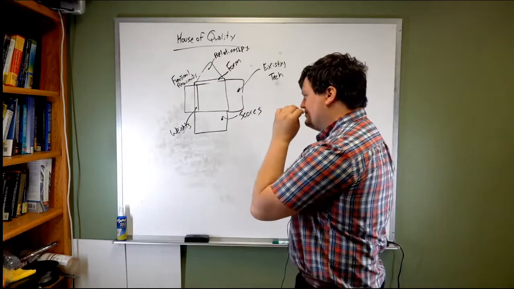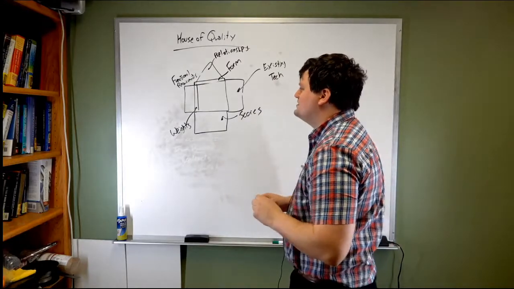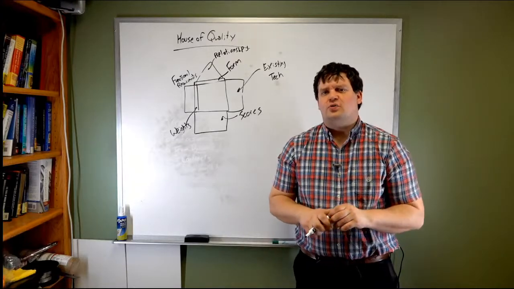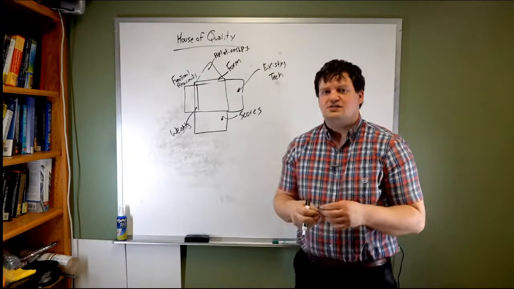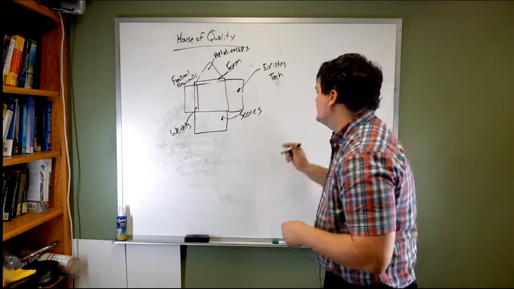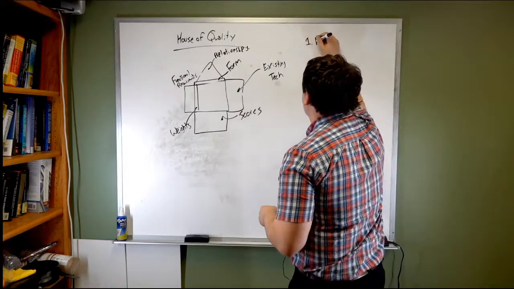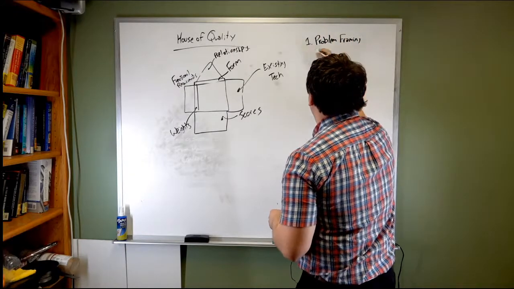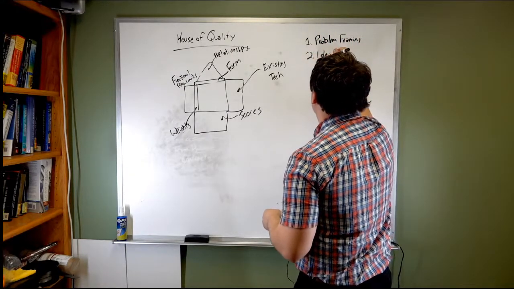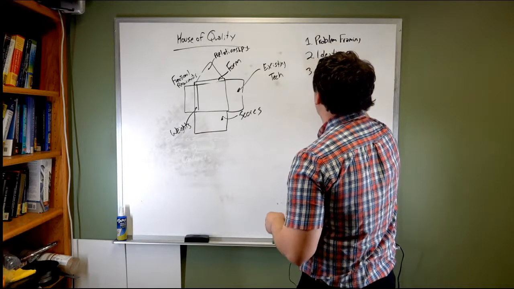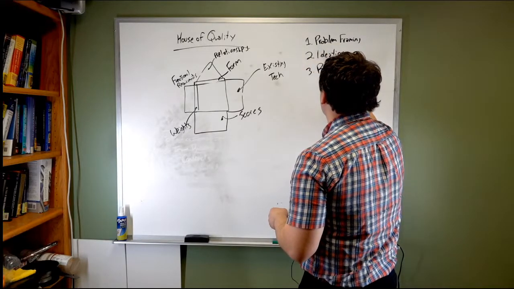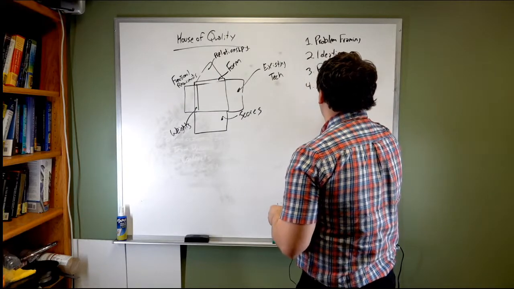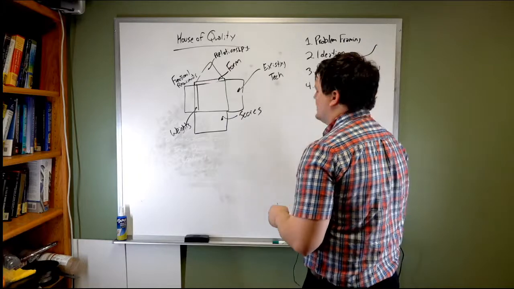Okay, so the whole purpose of why we create this is it gives you a really good in-depth evaluation for your product. Usually the house of quality, if we write out our 4 steps, you get your problem framing, you have your ideation, you get your realization, which is where you build a prototype, and you have your analysis. Usually the house of quality goes right in here.